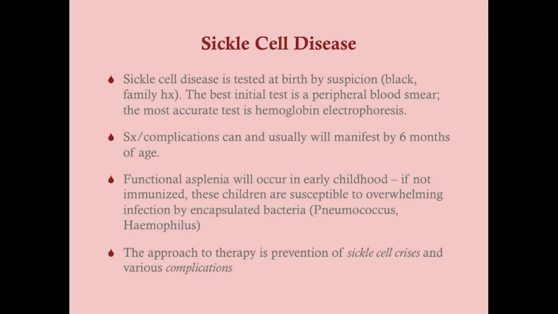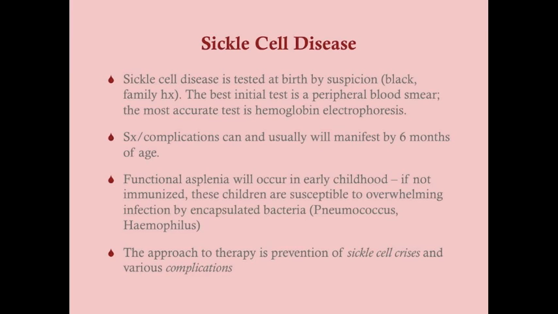So sickle cell disease is tested at birth, but you may not get a positive test on a newborn. So that's important to remember. So the smear is the best initial test, but by no means is it the most accurate test. That would be a hemoglobin electrophoresis, and that actually divides up the globin proteins, and we would actually see the defective hemoglobin. Okay, the symptoms and complications will usually manifest by 6 months of age.